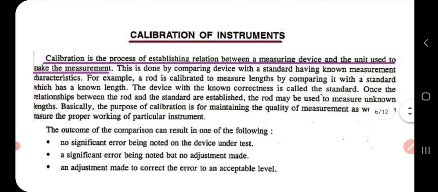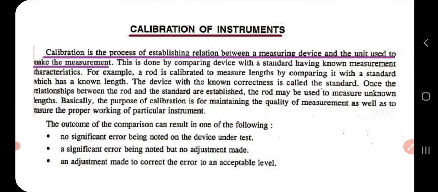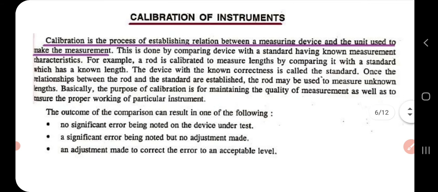Next is the calibration of instruments. Calibration is nothing but a process of establishing a relation between a measuring device and the unit used to make the measurement. The device that we have in hand is compared with a standard one which has known measurement. So calibration is done by comparing the device with a standard having known measurement characteristics.